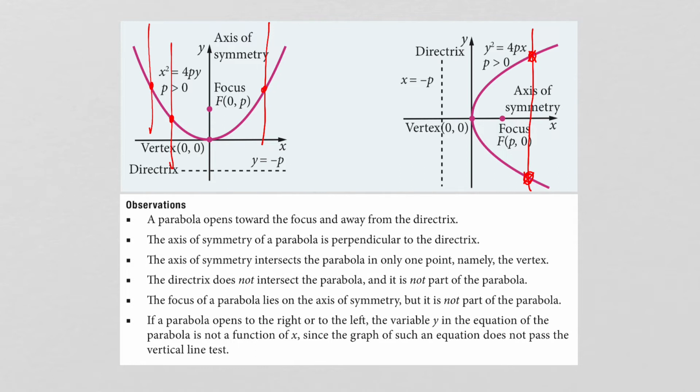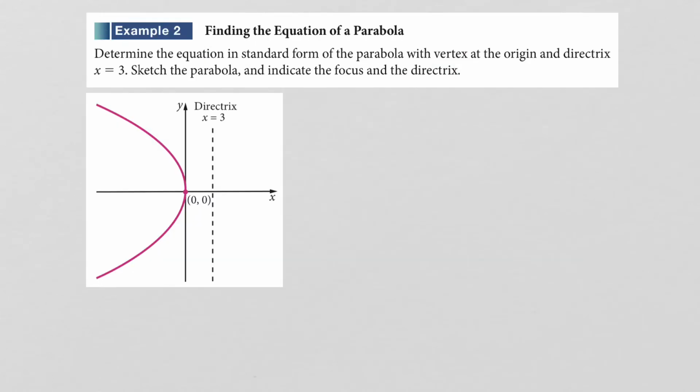Let's take a look at another example. In the second example, it says to determine the equation in standard form of the parabola with the vertex at the origin and the directrix at the line x equals 3. Sketch the parabola and indicate the focus and the directrix. Okay, so we want to find the equation of the parabola here. Notice that the vertex is at the origin and the directrix is at x equals 3, this line here.